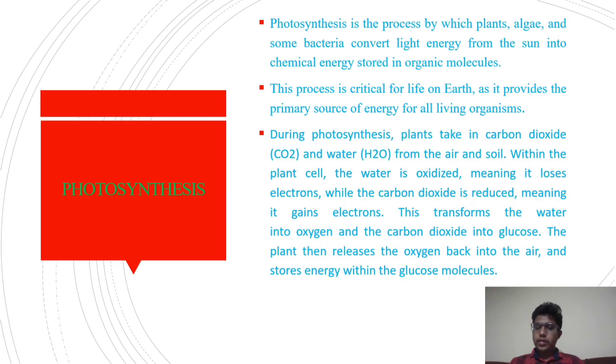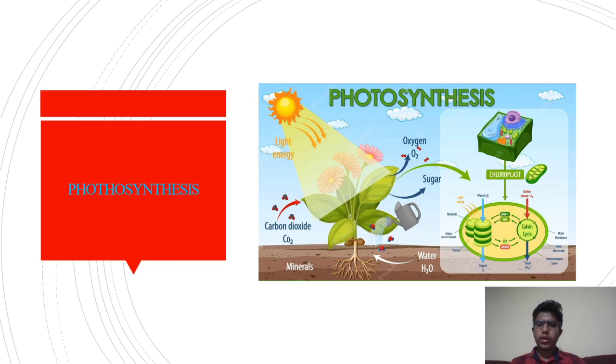The plant then releases the oxygen back into the air and stores energy within the glucose molecules. This is an example of how photosynthesis happens in plants.